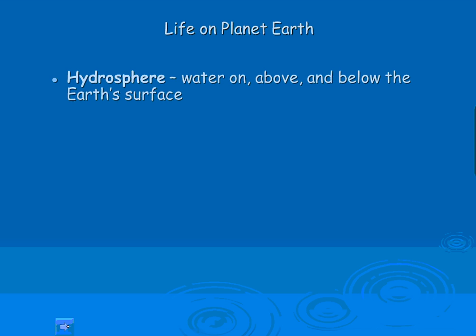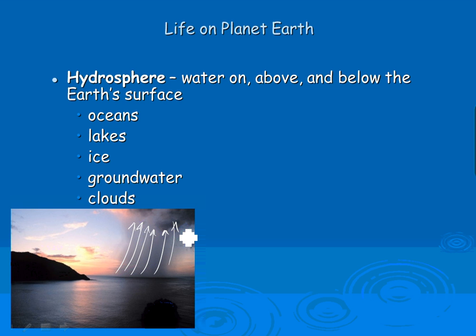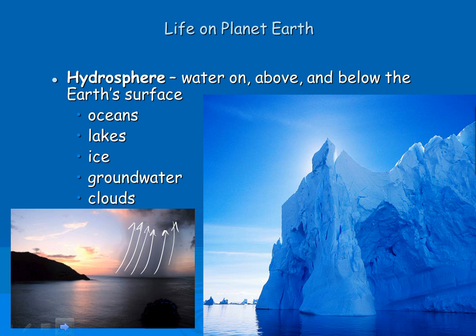Then if we move on to the hydrosphere, well, hydro means water. This is the water on and above and around the whole of the Earth's surface. So this includes everything from oceans to lakes, ponds, ice, water that's in the ground, water that's in the atmosphere, in the clouds, all those types of things. This is a really cool diagram. You can see right here, this is just water being evaporated up into the clouds off of the ocean, which is pretty awesome. And then, of course, our amazing icebergs.